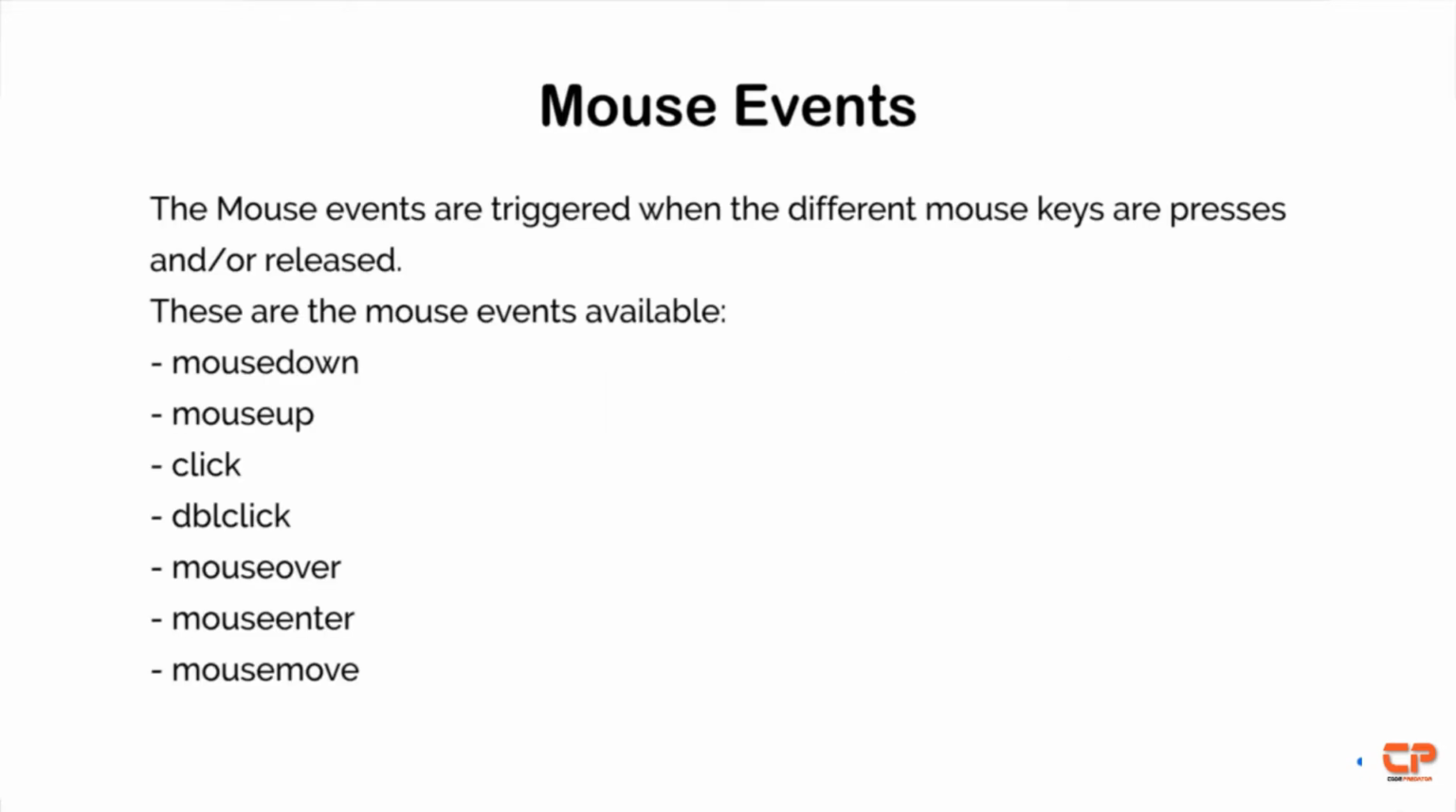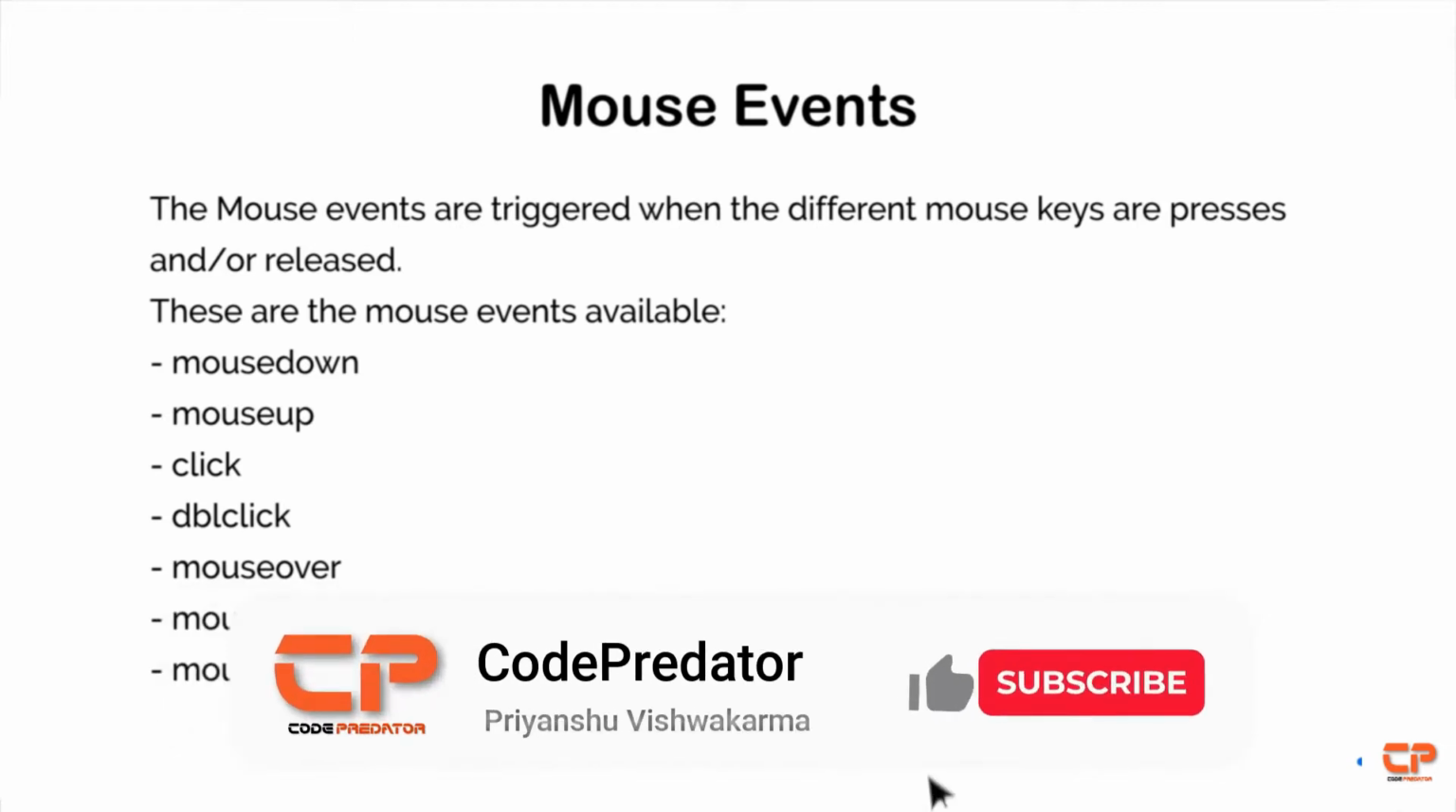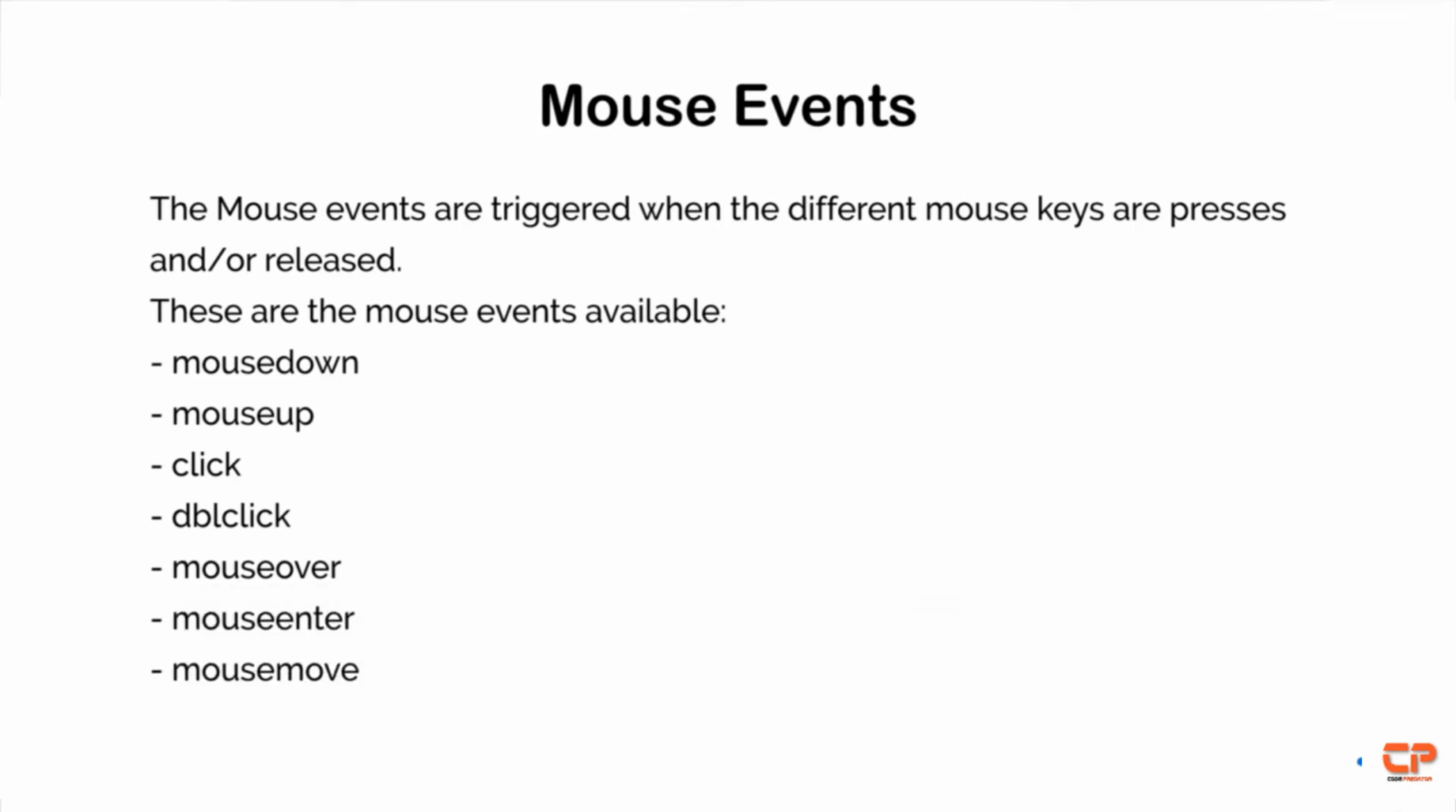In today's video, we will talk about mouse events. The mouse events are triggered when the different mouse keys are pressed and or released. These are the mouse events available. We've got mouse down, mouse up, click, double click, mouse over, mouse enter, and mouse move. There are other mouse events as well, but these are the ones we are going to cover in the video. If you want to see the entire list, I'll add the reference list URL in the description below.